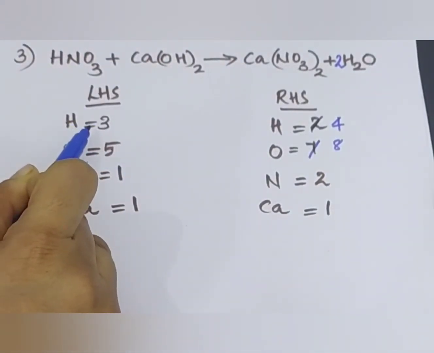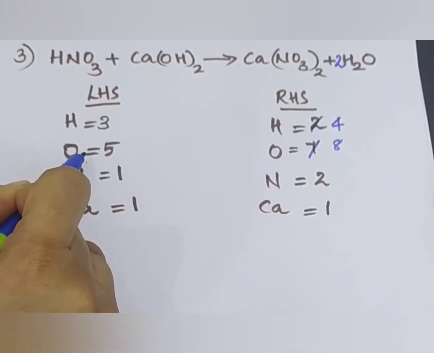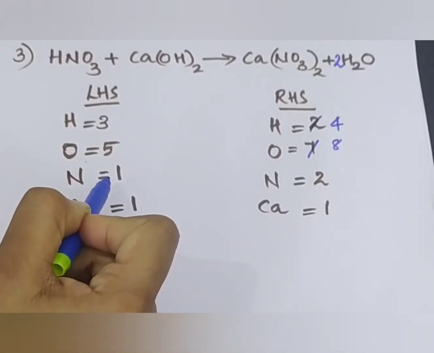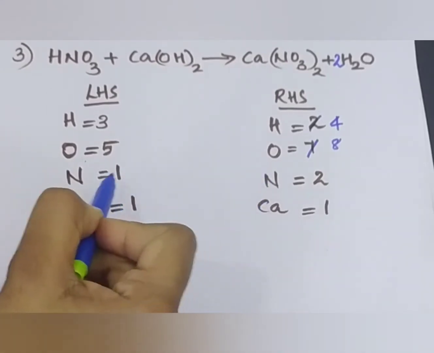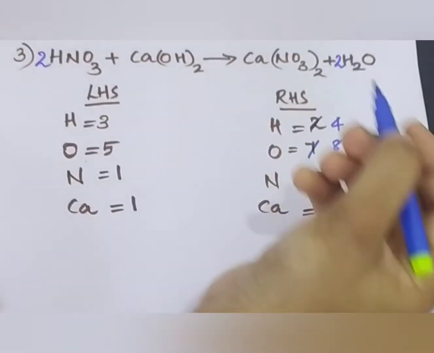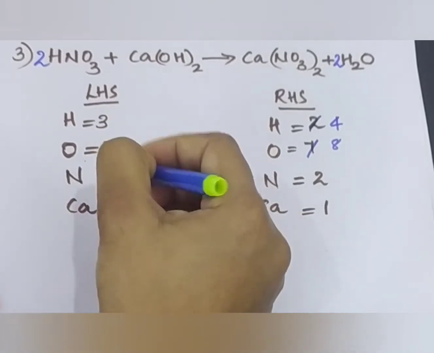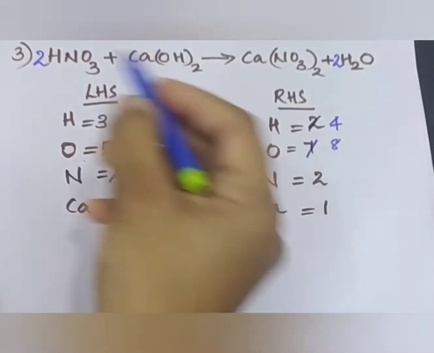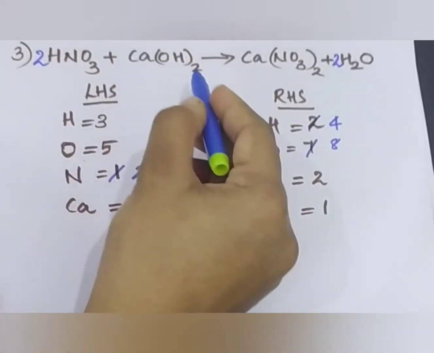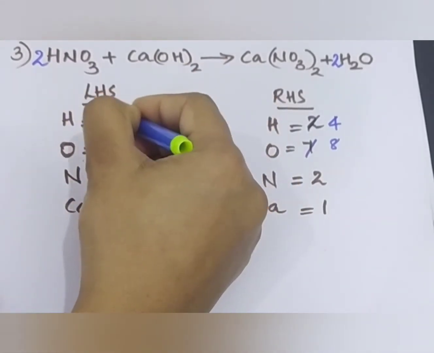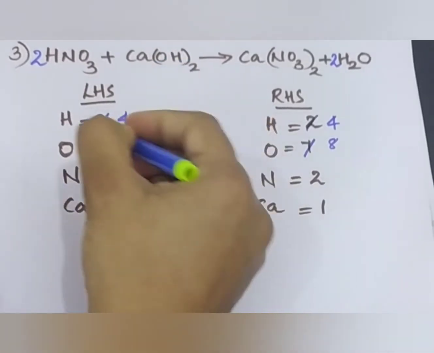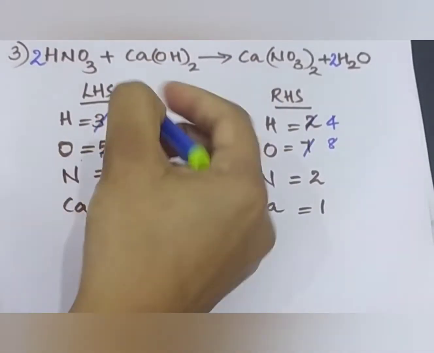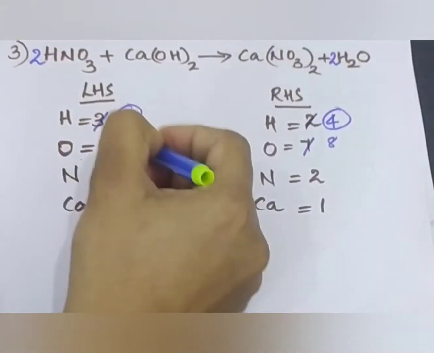Now here it is hydrogen is 3, right? Oxygen is 5. Again we have to change it. So nitrogen is 1 there, whereas in RHS it's 2. So we can make it 2 there. So we can put 2 HNO3. So everything will be changed. Nitrogen becomes 2. Hydrogen becomes 2 plus 2. It becomes 4. And oxygen becomes 3 2s are 6 plus 2. It becomes 8. Now see, everything is balanced.